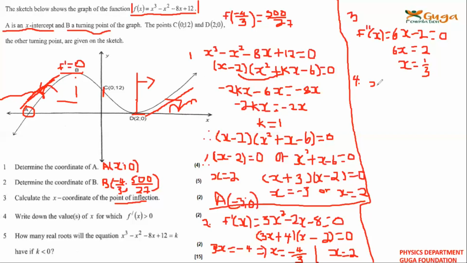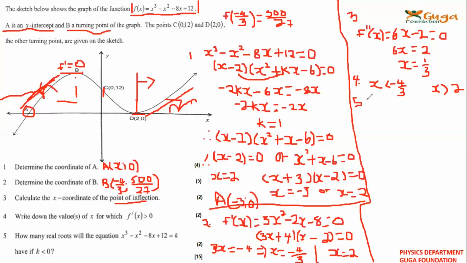Okay, so I will explain that. It means that x is less than -4 over 3 or x is greater than 2, right?